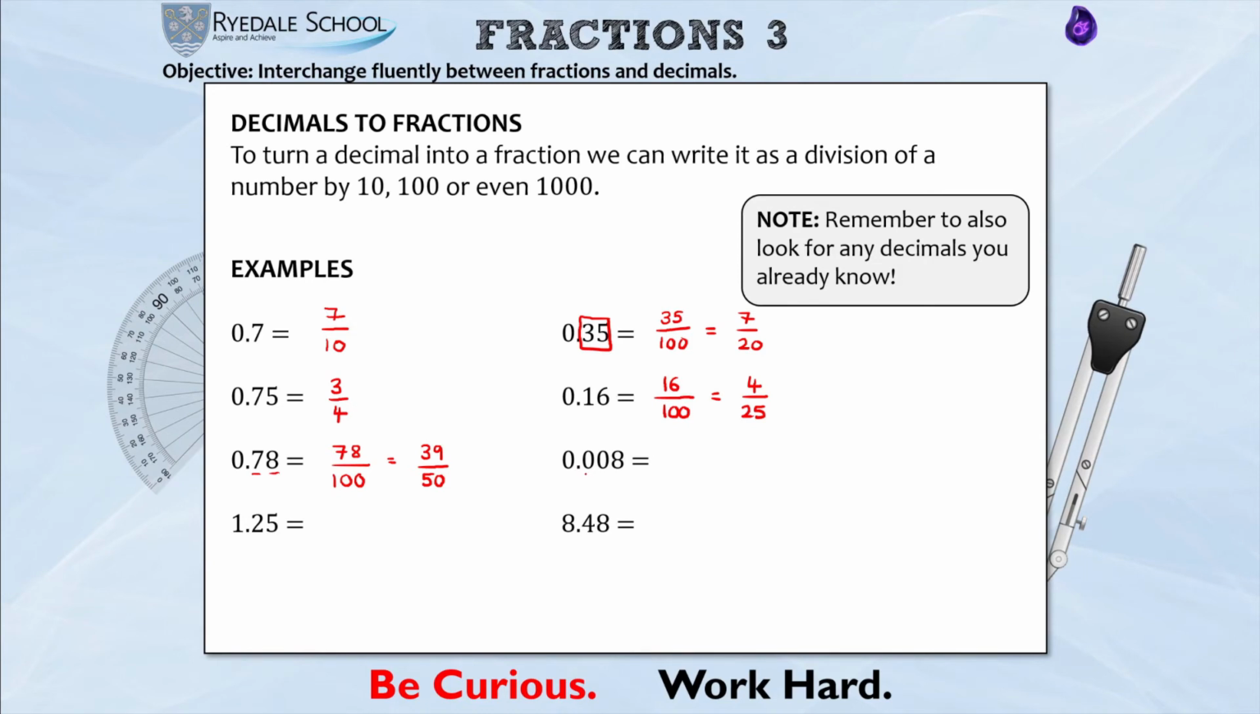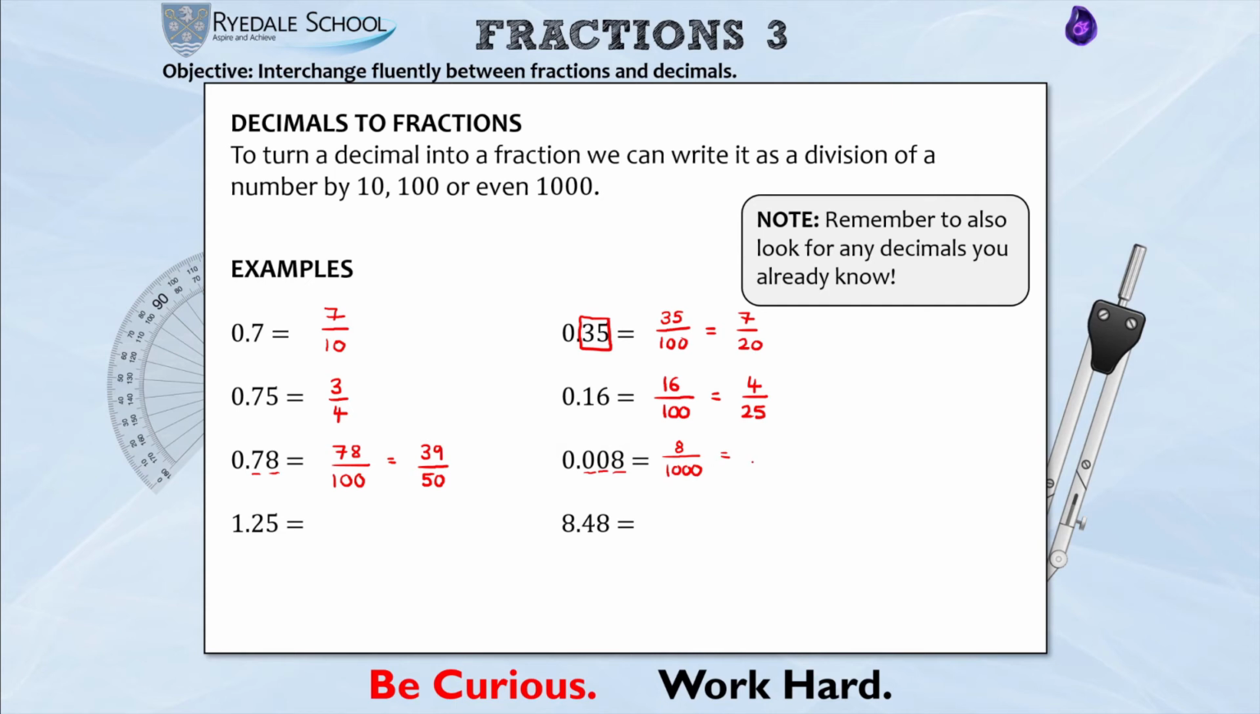0.008. This is a number that has 3 decimals. So this is going to be equivalent to 8 divided by 1,000. So the fraction is 8 over 1,000. What is that simplified? Well, I can actually divide all of these numbers by 8.